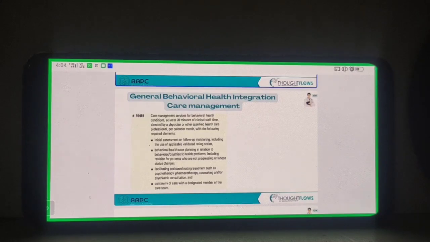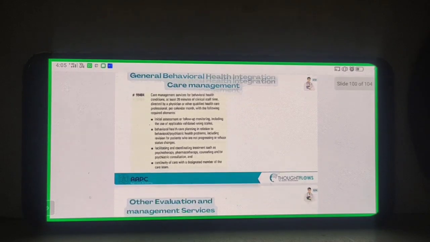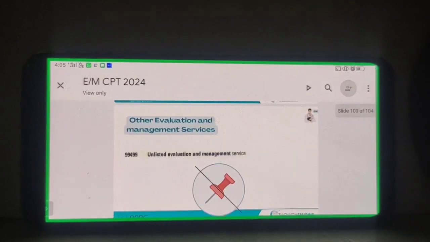Here, this assessment is taken under the supervision of doctors. Usually the service is given by a staff nurse under the supervision of doctors. 99482. So this is an unlisted procedure code for evaluation and management service, 99482.